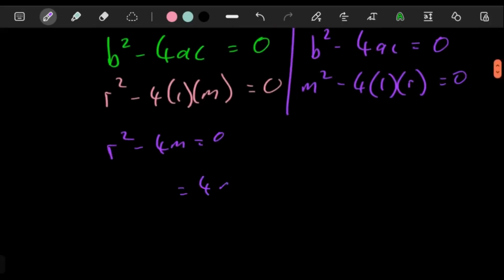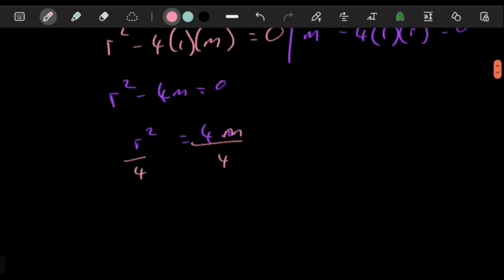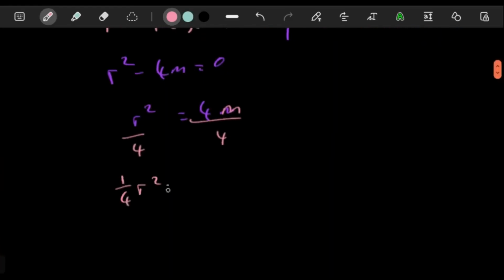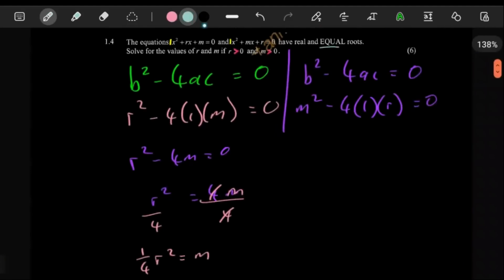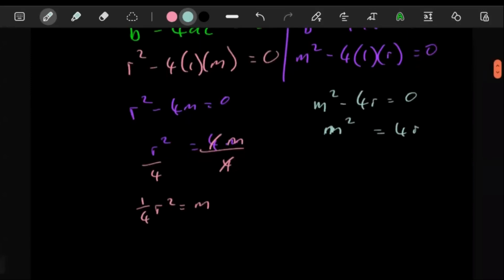The 4m goes here. Let me actually isolate m in this case. So this is a quarter r squared, and this is equal to m. Here, what is this now? This is m squared minus 4r equal to 0. This is equal to 4r, m squared. Now, if we have said that m is this value, we can just take this whole thing and throw it in there.